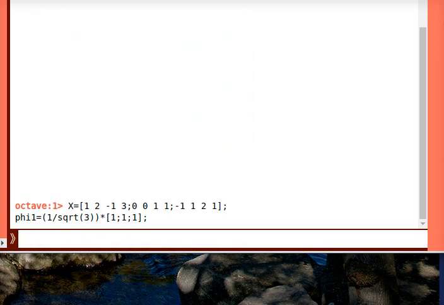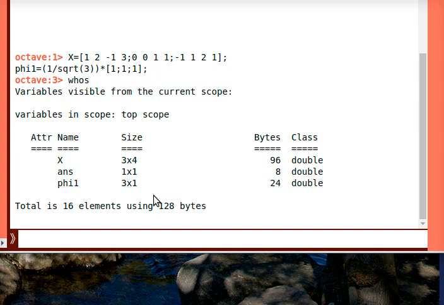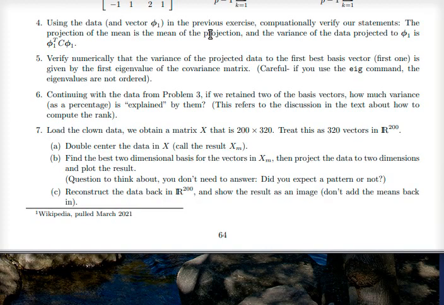Okay, and now if I type in whos, I can see what's there. So my x is a 3 by 4, my phi is a 3 by 1. It's really important to keep track of the sizes. Number 5 is what we're looking for in the homework now. Let's see if I can find that real quick and put it up on the screen.